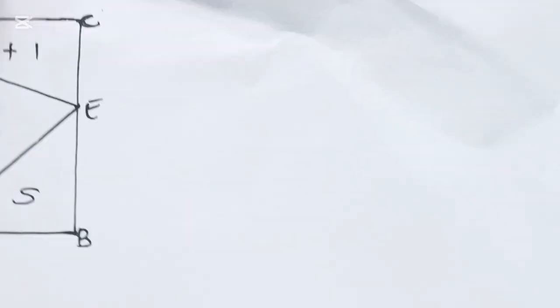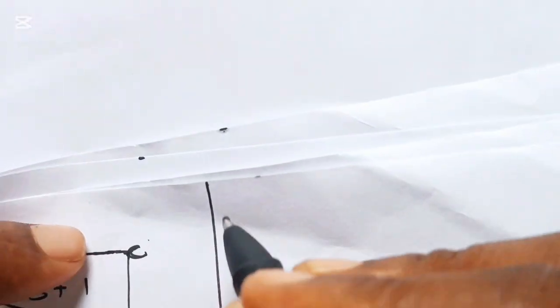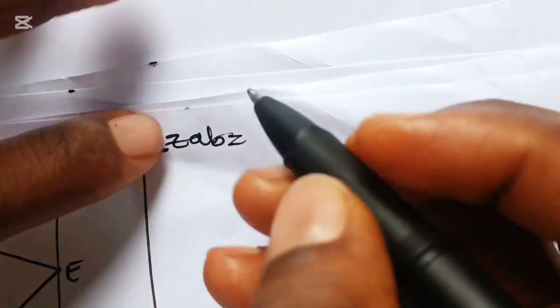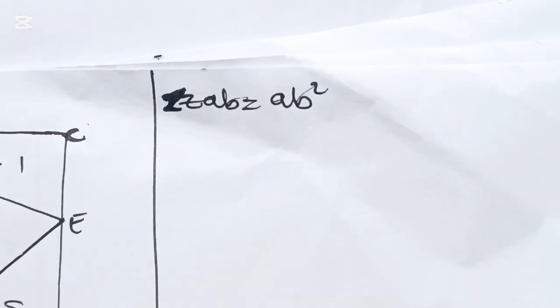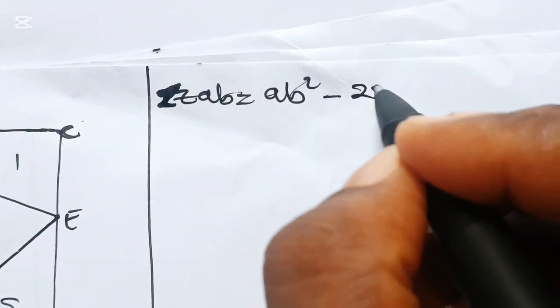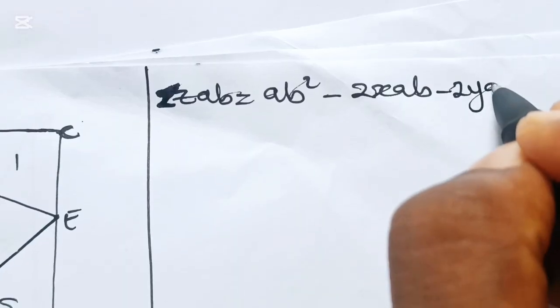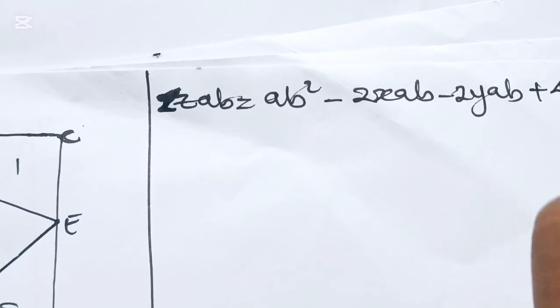Now, like I said, this is going to be very interesting. Even though it's a bit long, I would like you to watch to the end. So I'll write the last equation that we wrote. So we wrote that 2zab is equal to ab squared minus 2xab minus 2yab plus 4xy. So this is what we have.